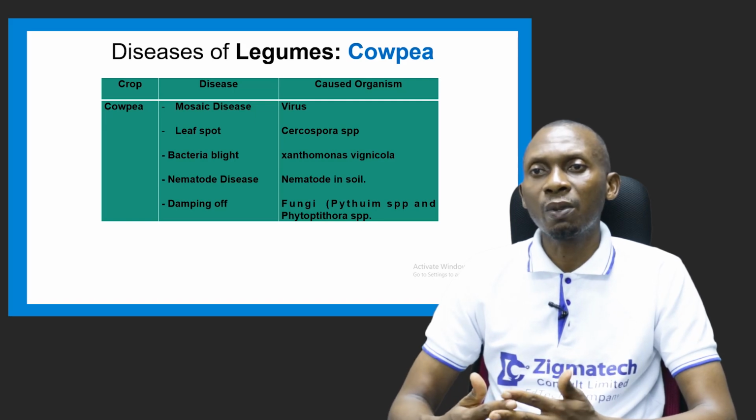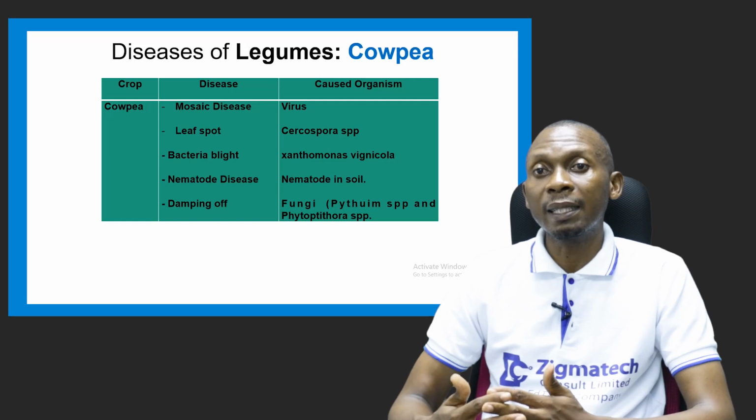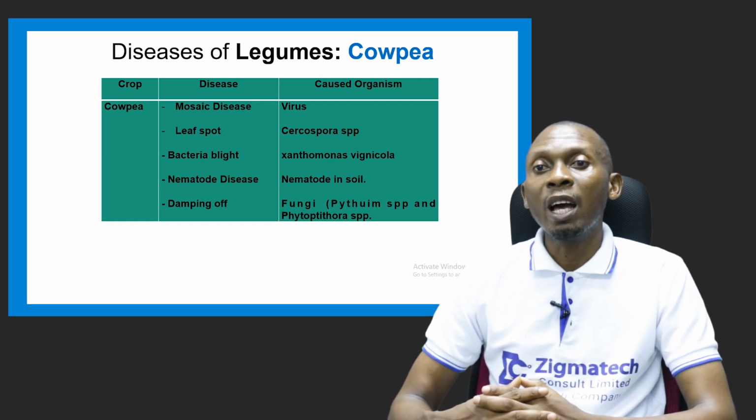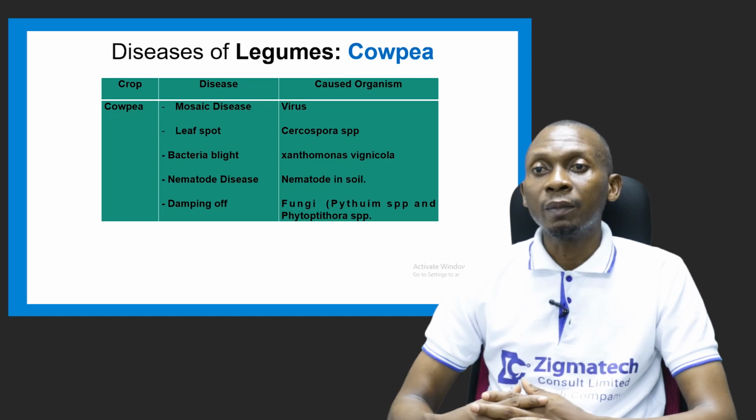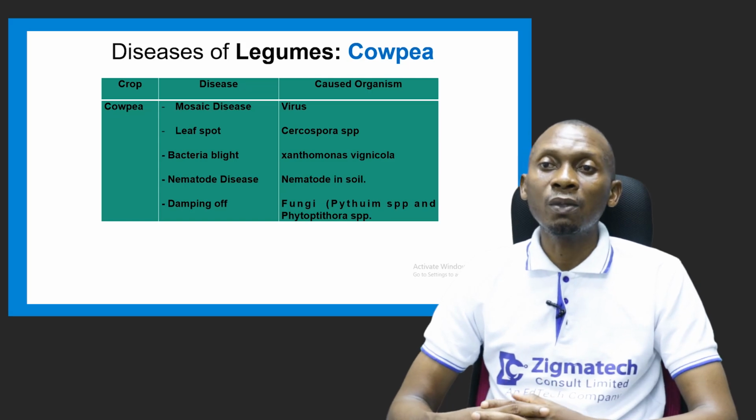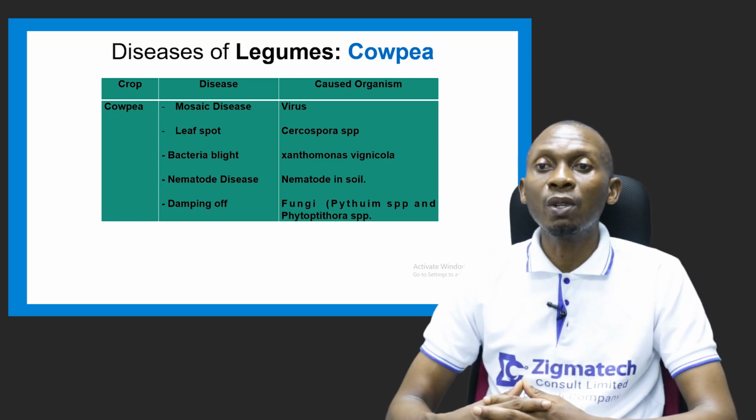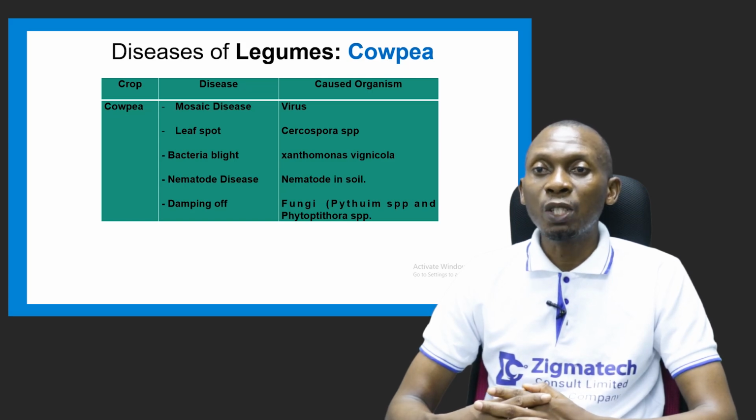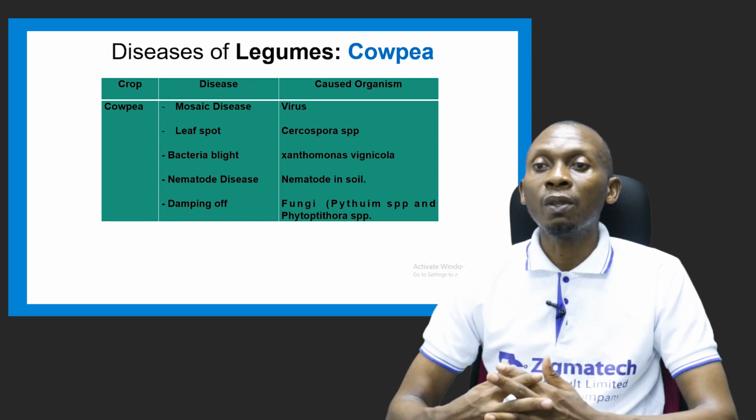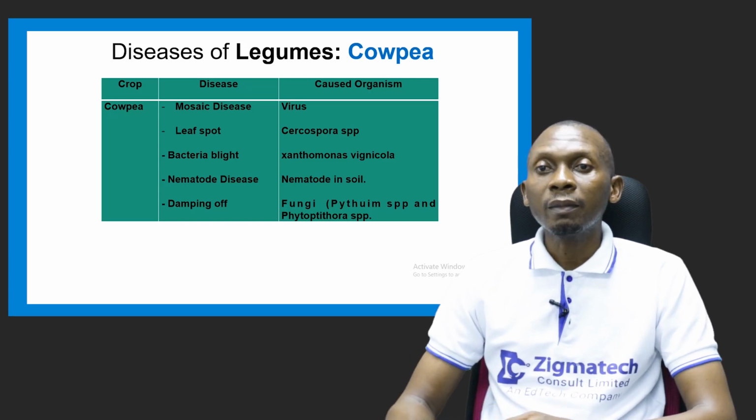Cercospora leaf spot is another disease that affects cowpea. We have bacterial blight, which is caused by Xanthomonas bignicola. Then we have nematode disease, which is caused by nematodes in the soil. We also have damping off, which is caused by fungal disease, Pythium species and Phytophthora species.